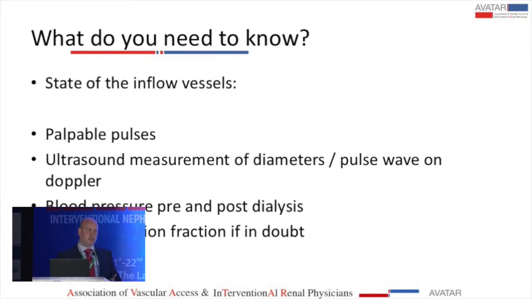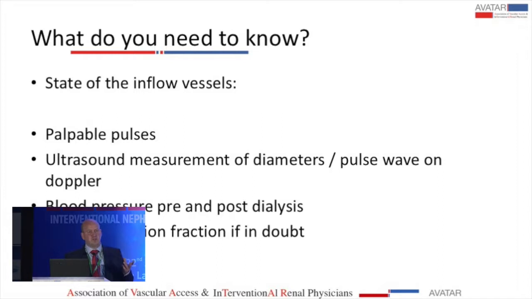So you also need to know about the inflow vessels, the arteries. Despite some proficiency in scanning, I still think feeling a pulse is the best way of telling whether your access is likely to work or not. You can do ultrasound measurements of diameters and pulse waves, which I do just to show that I can do it, but actually the pulse is what I'm really going on, but don't tell anybody.